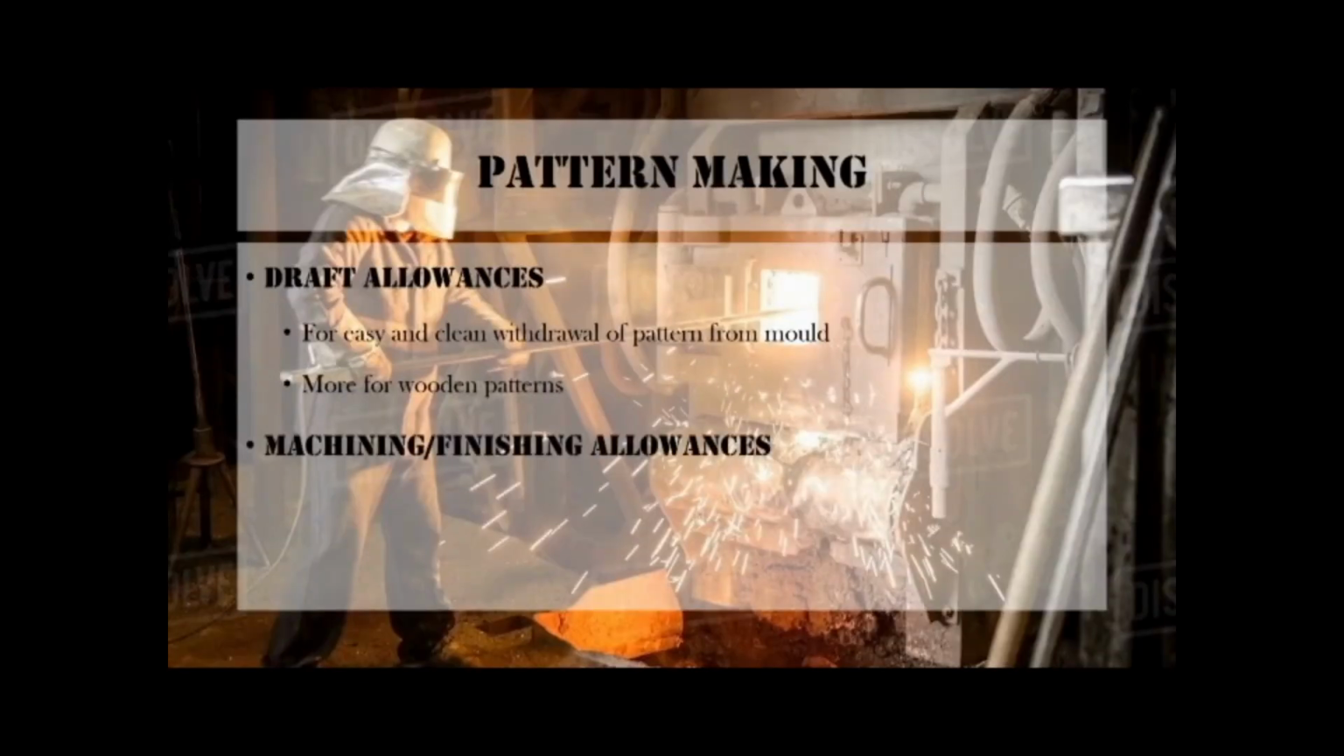Finishing allowance. This is provided for castings which are to be machined. Based on shape, size, and machining method, the allowance varies. Ferrous metals need more machining allowance.